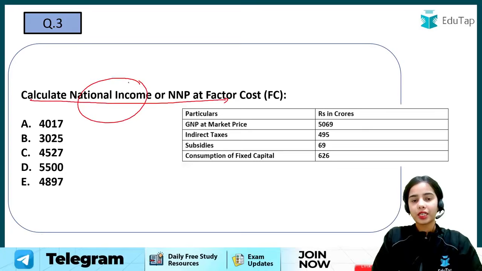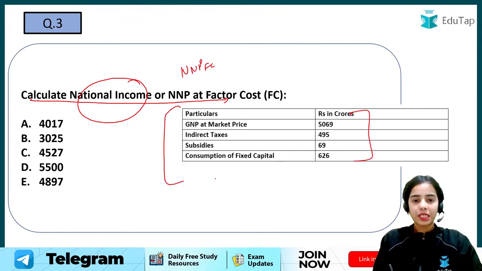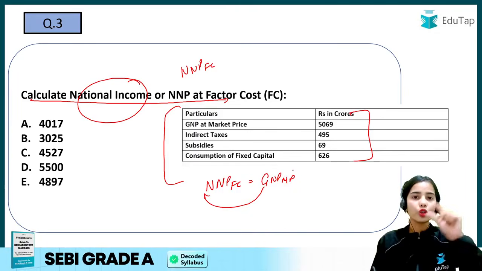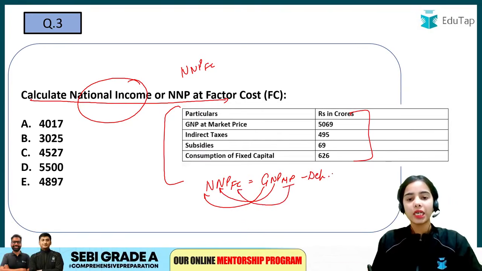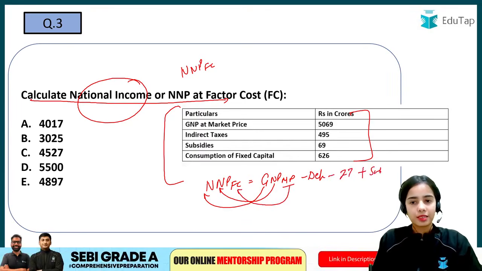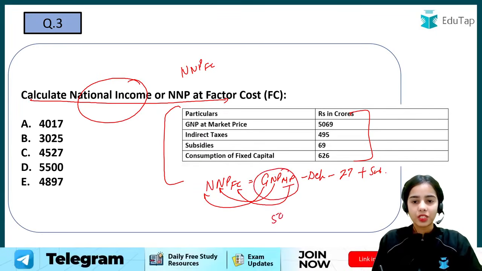You have to calculate the national income, that is your NNP at FC, from the data that has been given here. So basically, if you have to calculate the NNP at FC from GNP at MP, from gross to net, what do you have to do? From gross to net, deduct depreciation. From national to national, no change. From market price to factor cost, deduct the indirect taxes, add the subsidies. So GNP at MP, that is 5069, deduct the depreciation, that is consumption of fixed capital 626, and deduct the indirect taxes, that is 495, and add the subsidies, that is 69.